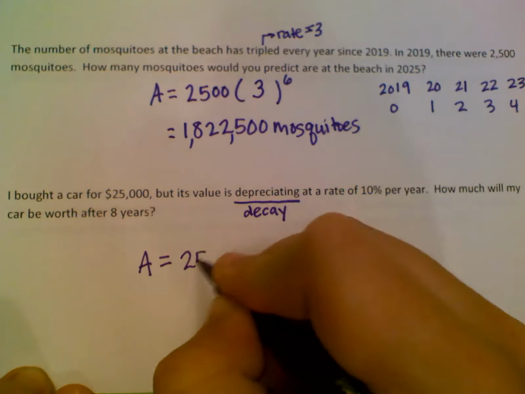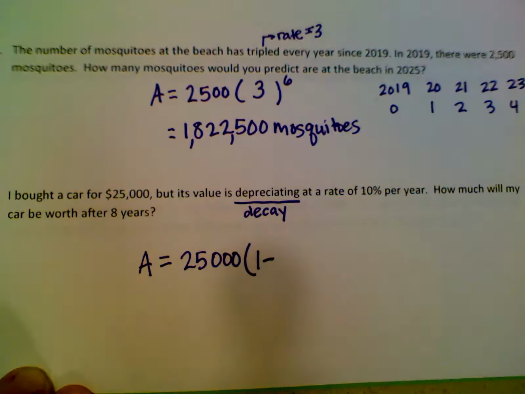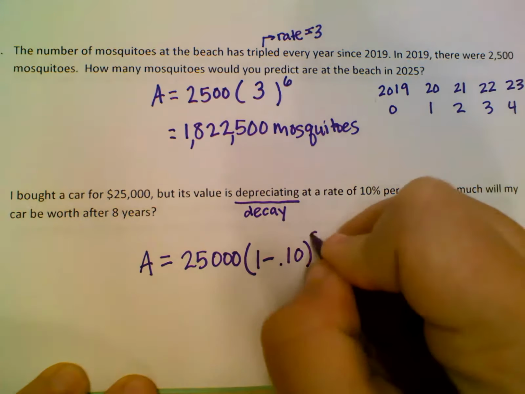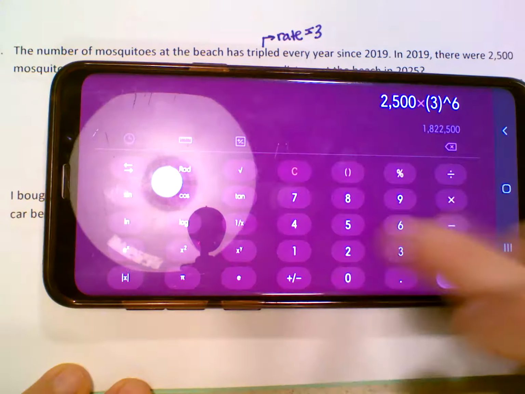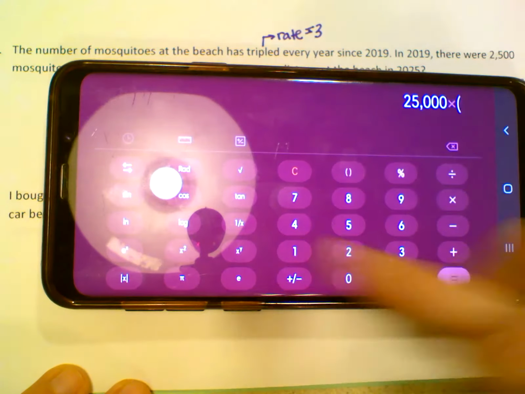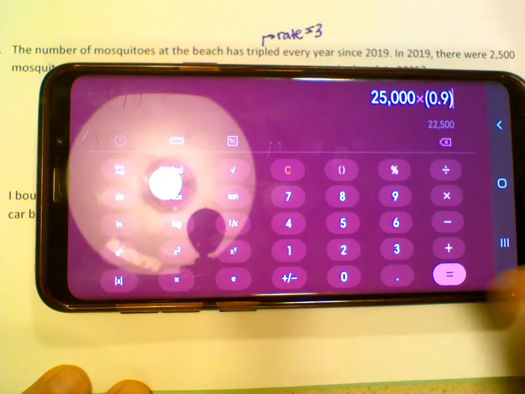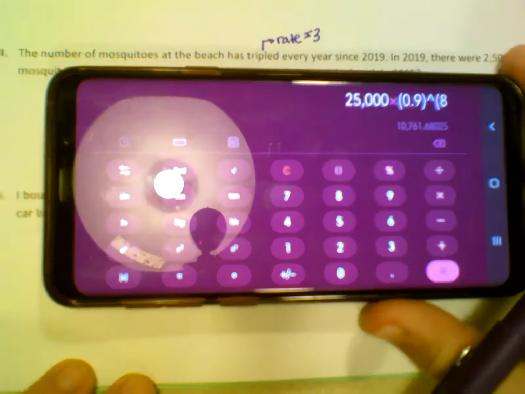So the value of the car was originally $25,000. This is a percent problem, so we're back to the 1 plus or 1 minus. Since it's decay, it's going to be 1 minus. The rate, 10%, that's 0.10, to the power of 8. And so we can grab our calculator, calculate this. Make sure I include all the zeros this time. I'm going to go ahead and do that part in my head. I know 1 minus 0.1 is 0.9 to the power of 8.